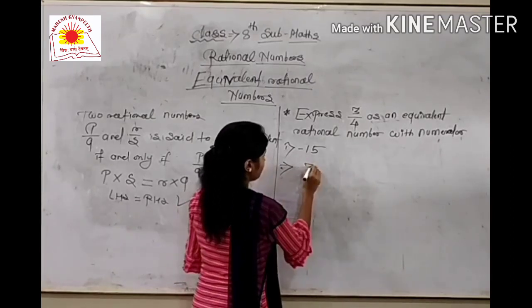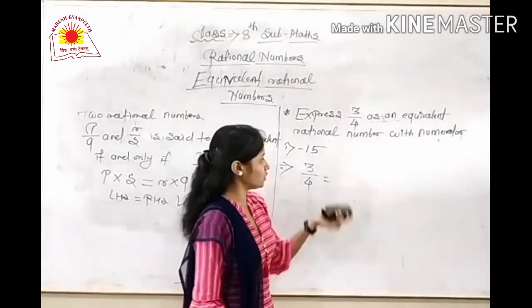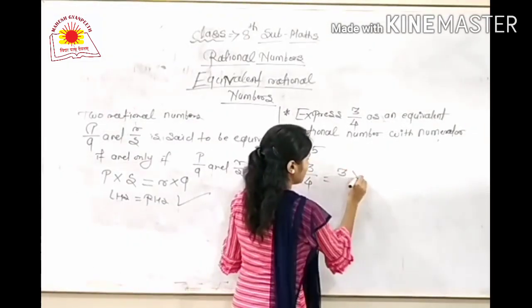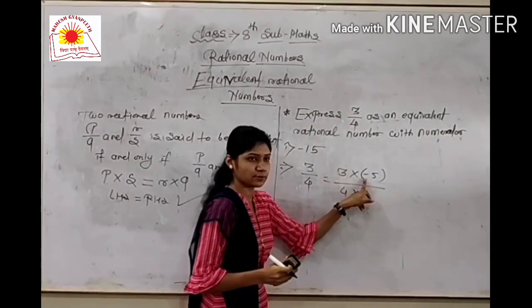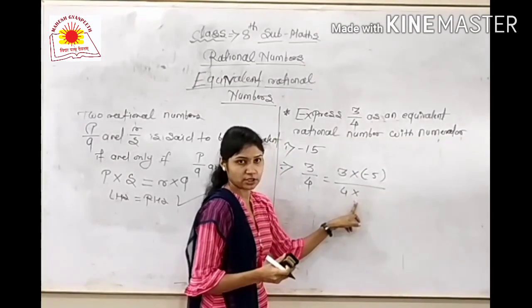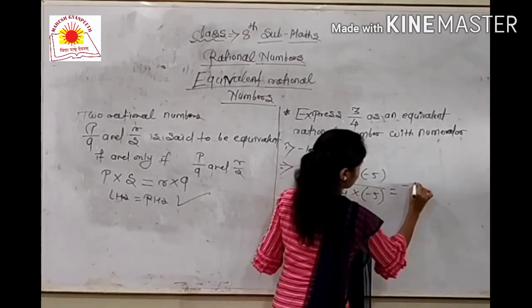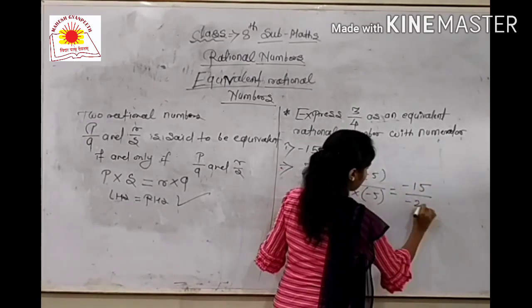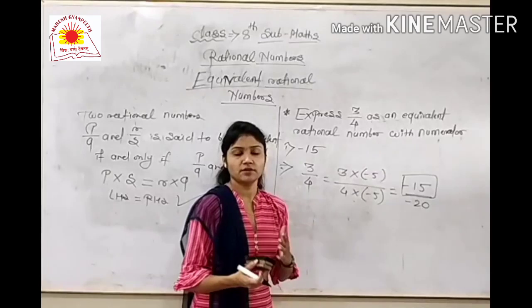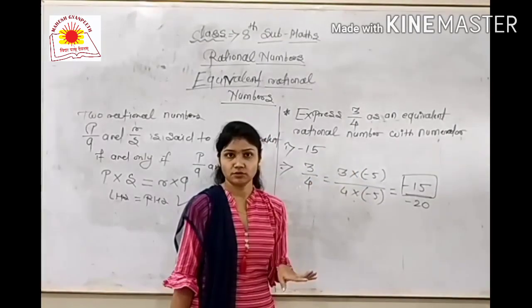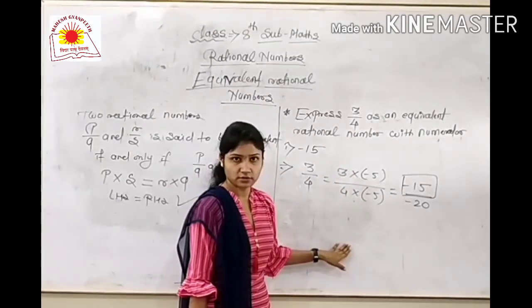3 upon 4 is the given rational number. Then 3 multiplied by which number gives the answer minus 50? 3 multiplied by minus 5, and then also multiply the denominator: 4 multiplied by minus 5. Then 3 times 5 is minus 50, wait, 3 times minus 5 and 4 times minus 5 is minus 20. You get the numerator as minus 50. In most questions you are also given the values of the denominator. This type you have to solve.